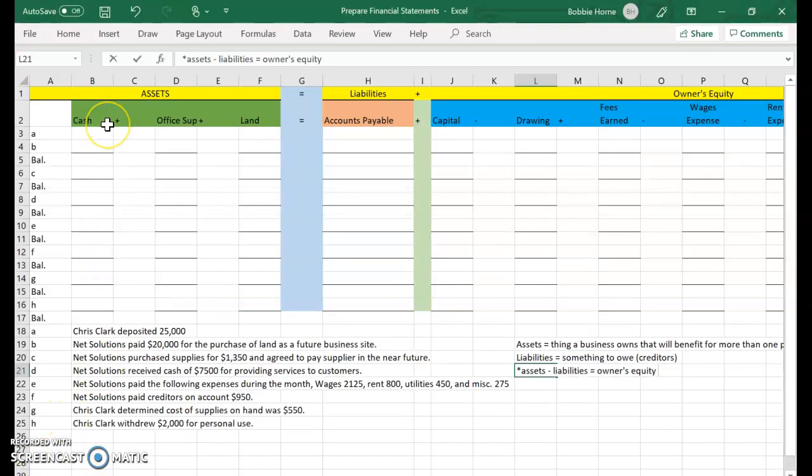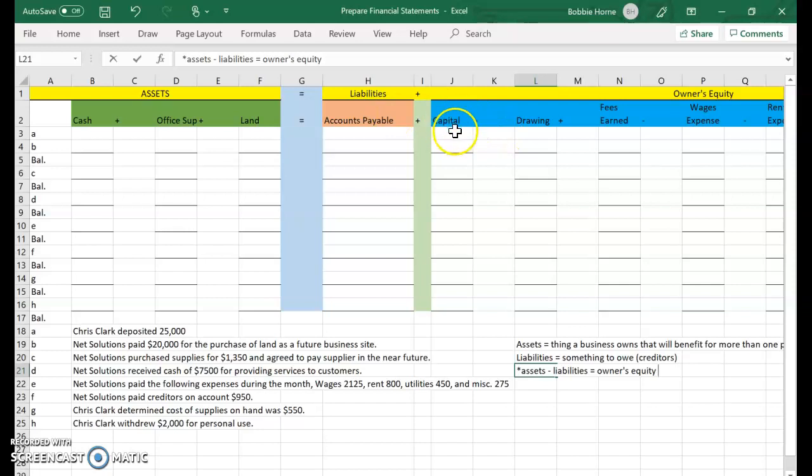Okay, now let's look at our different accounts. So cash, that's normally what you think about, the amount that you have in your bank account or any cash that the company has. Office supplies could be paper, pens, anything used in the office. Land. Then you have accounts payable. This is your liability. Anything ending in the word payable is a liability.